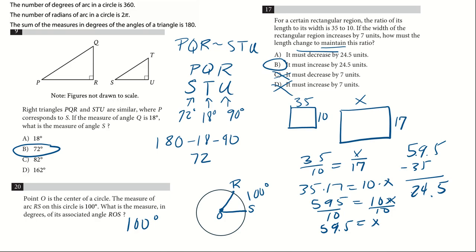You could think, oh, it increased by seven, so that means that the length increased by seven. Well, the length and the width are different numbers. And to maintain this ratio, we want to make sure that there was a different number. You could even put in seven and you would see that those ratios do not equal each other.